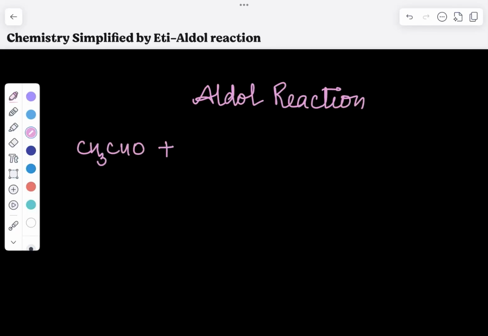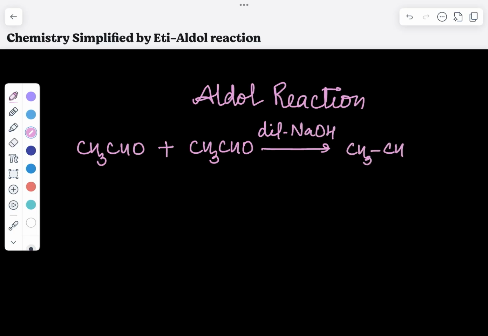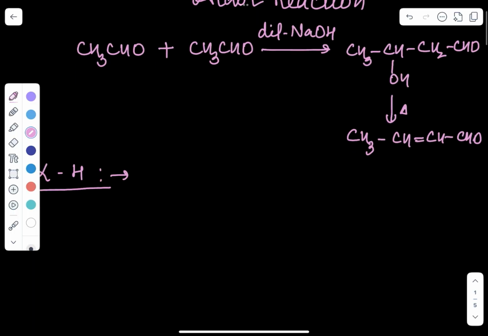Hello everyone, let's see aldol reaction today. Aldol reaction is shown by carbonyl compounds in the presence of dilute NaOH or dilute KOH. In this reaction, alpha hydrogen moves to the carbonyl oxygen and then a carbon-carbon bond is formed. If you heat it, then an unsaturated compound is formed.